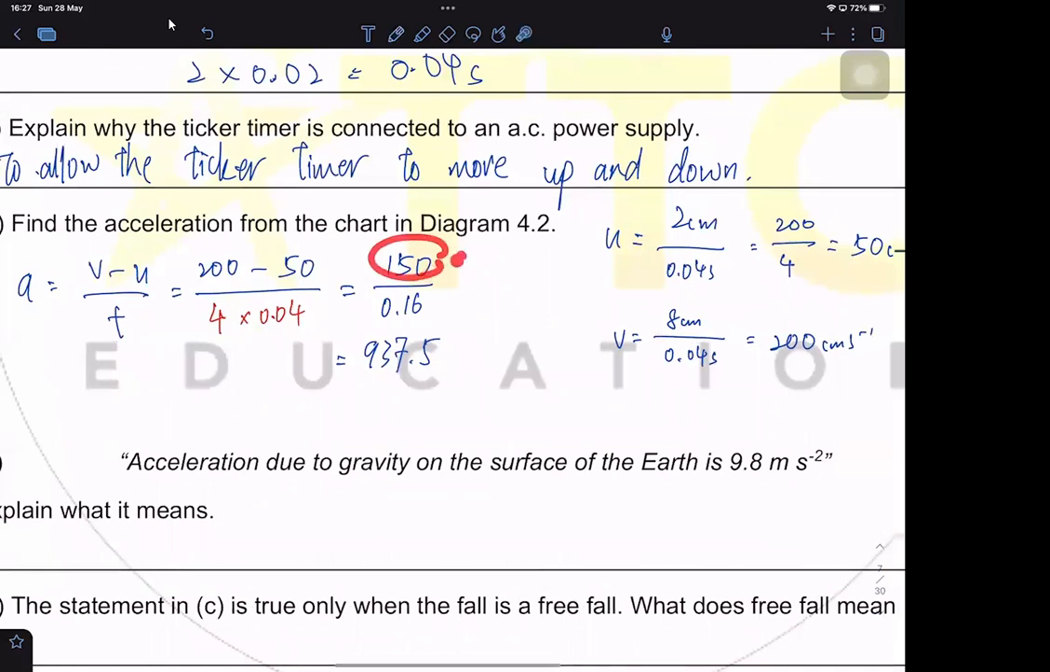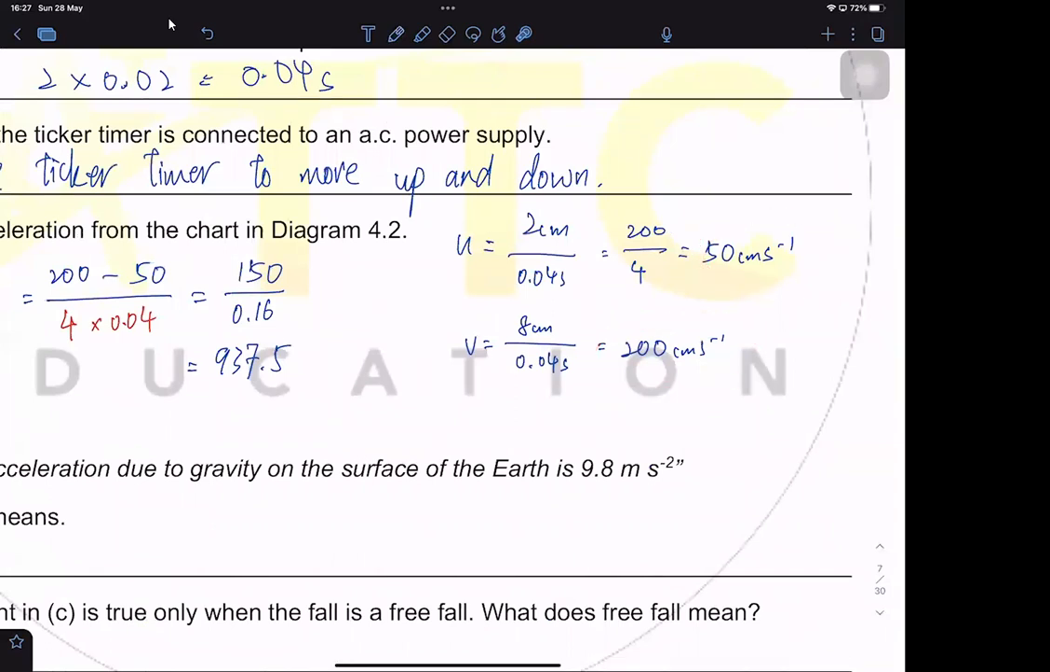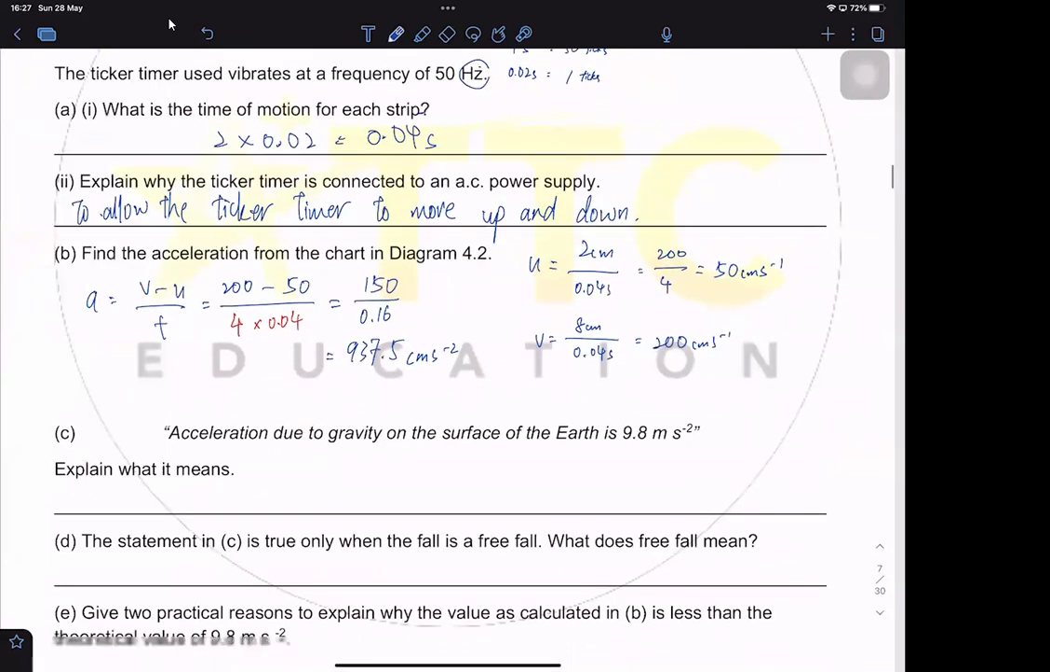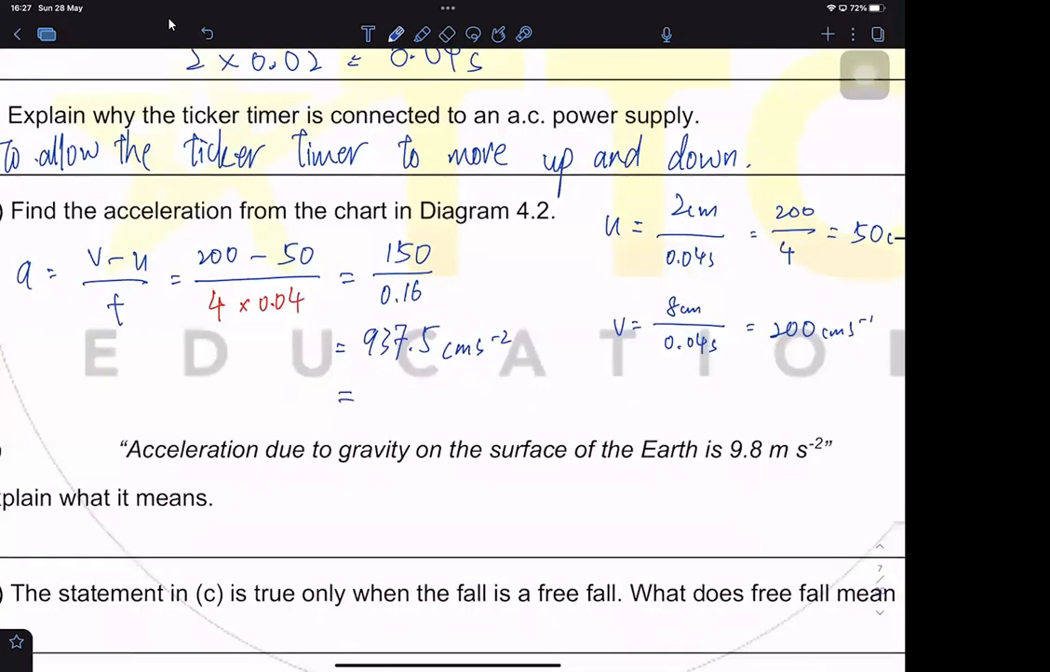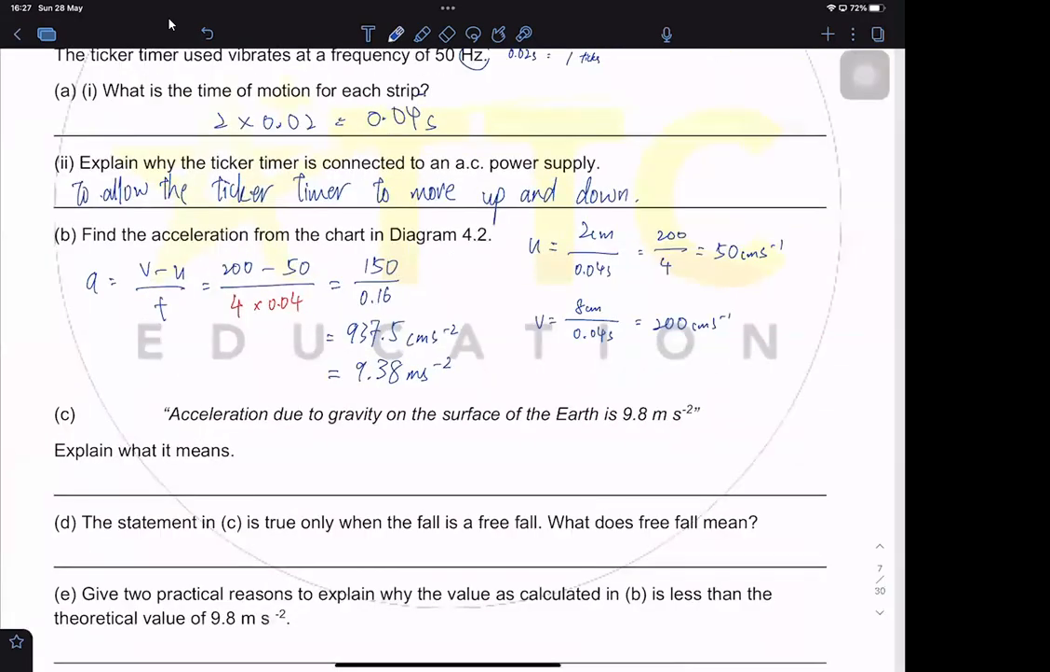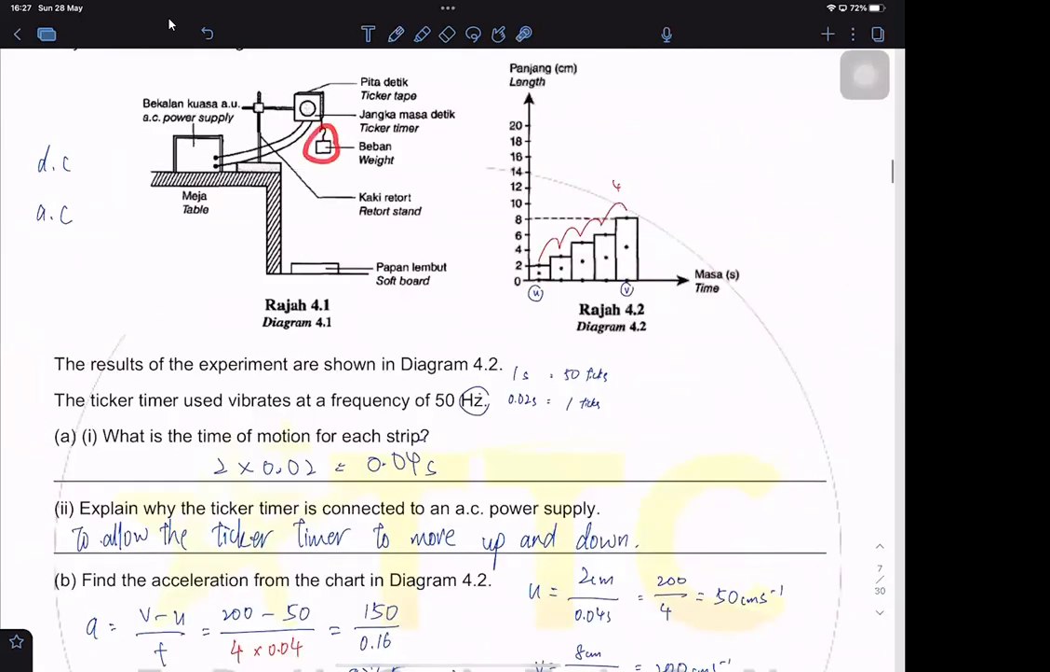Up here the unit is cm s^-1, because it comes from here. cm s^-1 divided by s will get me cm s^-2. But later on, they will want me to compare with this, so I'm going to change it to meter per second first, since I know they're going to ask me to compare later anyway. To change to meter, you just have to divide by 100. 9.375, so let's say 9.38 meter per second squared is the acceleration of this thing.